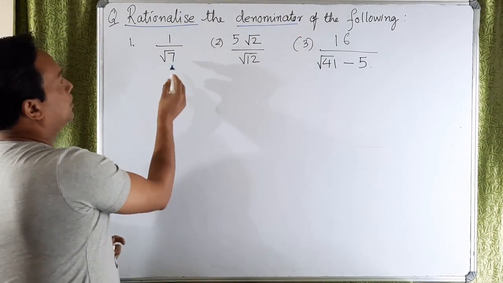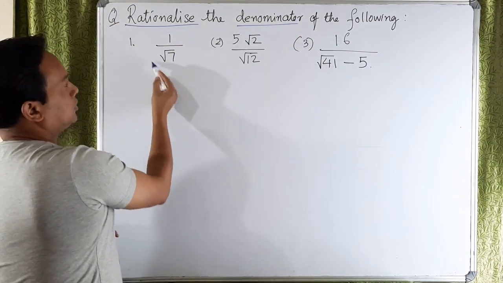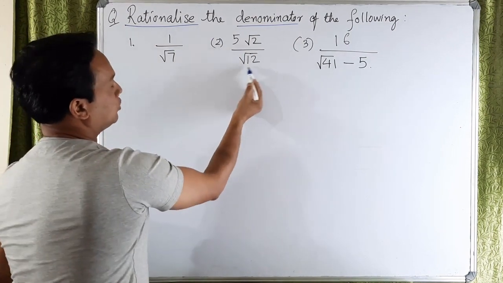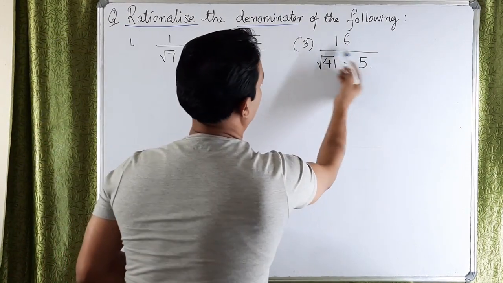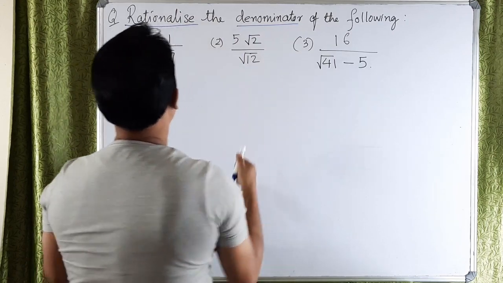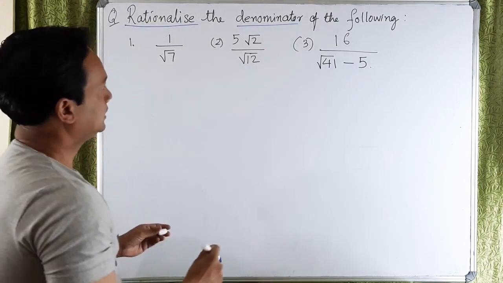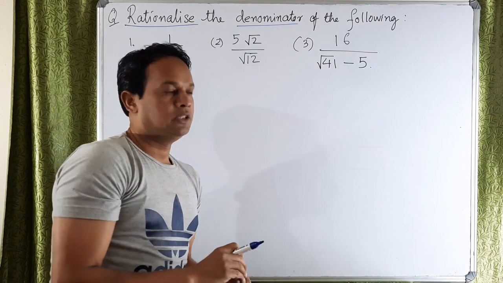So like in this number, the denominator is an irrational number. Root 7 is irrational. This is also irrational. Yeah, this is also an irrational number. So what we have to do is make the denominator rational. That means we need to remove the root from the denominator.